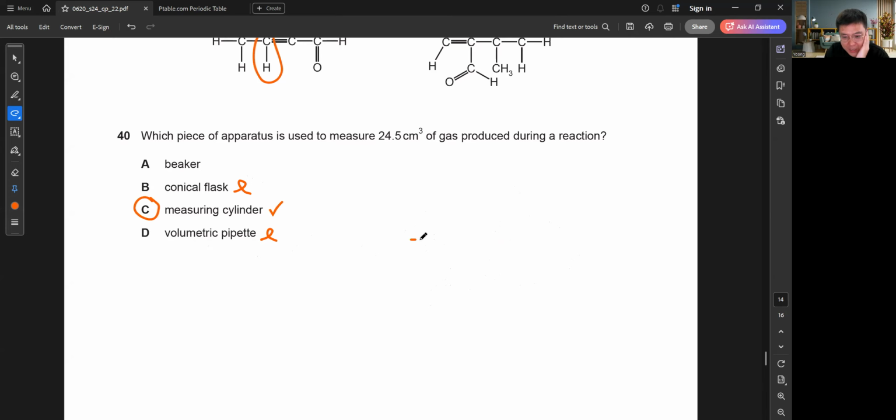But this is a bit tricky. Normally we do it like that, and then we have the liquid here, and then our measuring cylinder will be upside down, and we will measure how much gas comes out. So that's why it's tricky. So anyway, that's all for this paper.